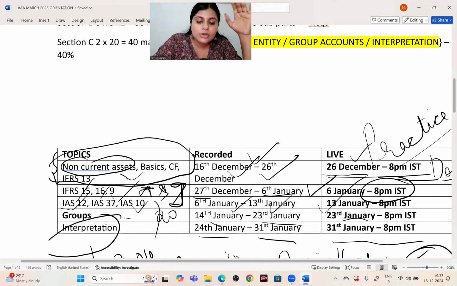Otherwise, many students I've seen at the FR level keep things towards the end. They keep on procrastinating: I'll do this tomorrow, I'll do this tomorrow. Because we just started with ACCA, we don't understand the intensity, and we take it for granted because we feel, oh, MCQs. At the skill level, FR has a very low pass percentage, honestly.